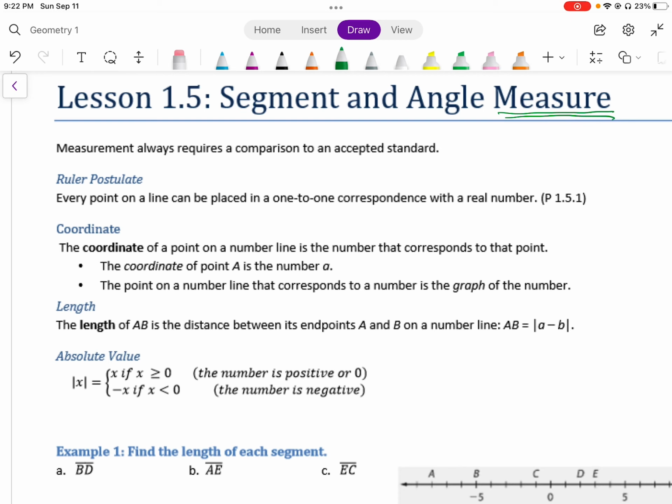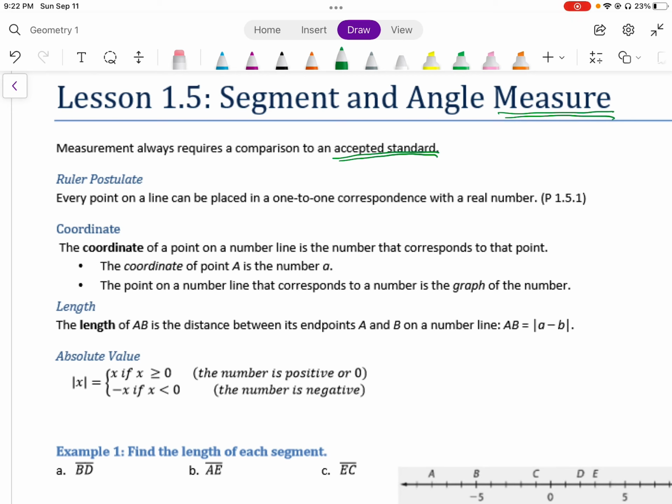We wouldn't be able to measure in inches if we didn't know what 1 inch was. We wouldn't be able to measure in meters if we didn't know what 1 meter was, or we wouldn't be able to measure weight in pounds if we didn't know what a pound was. So we have to have an accepted standard, and you are all familiar with those. Some of the standards we use are centimeters or inches or miles. Those are all accepted standards.